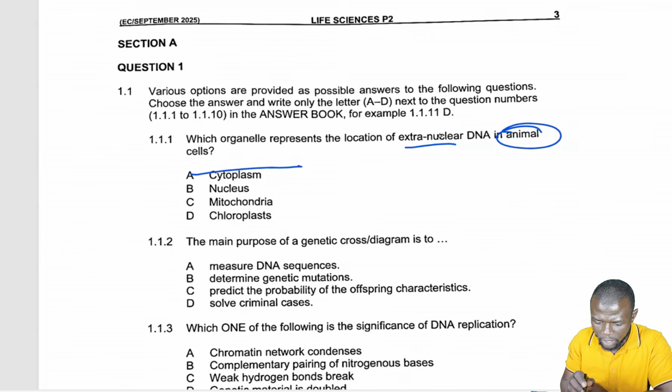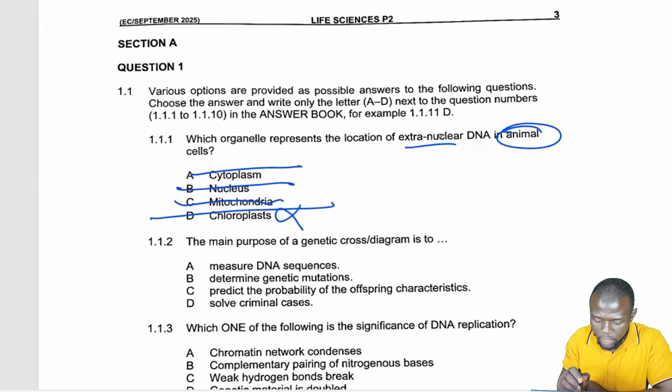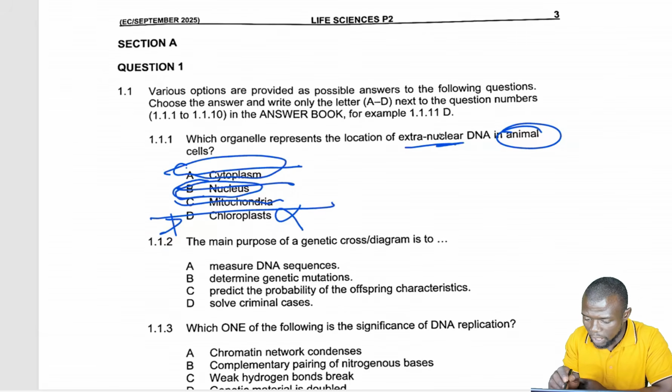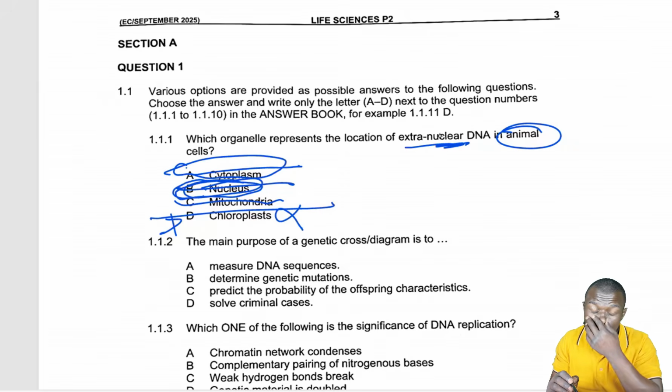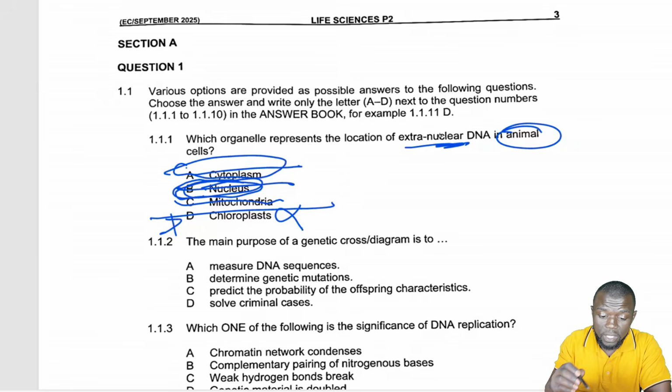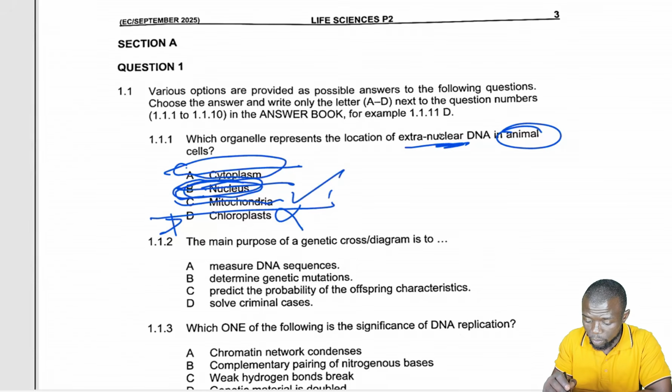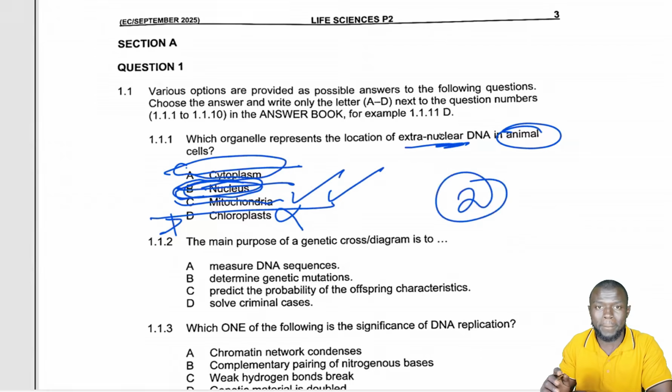cytoplasm is out, nucleus is out, the mitochondrion can be found in plant cell and animal cell. Chloroplast is out, because this is plant. This one they said extra nucleus, so the nucleus they have talked about it. So the only answer which is much more correct is what? Is it C? So C becomes the most correct answer, so you get those 2 marks.